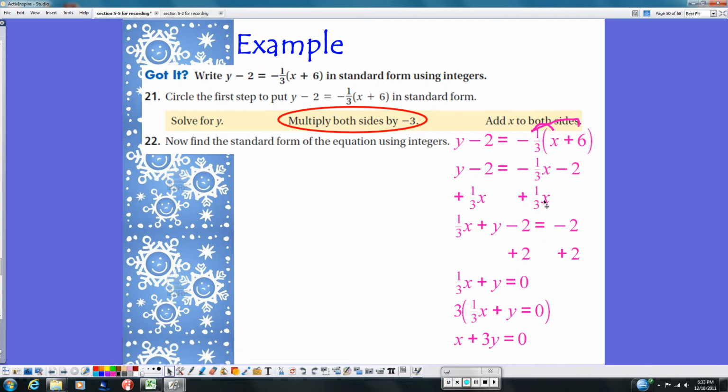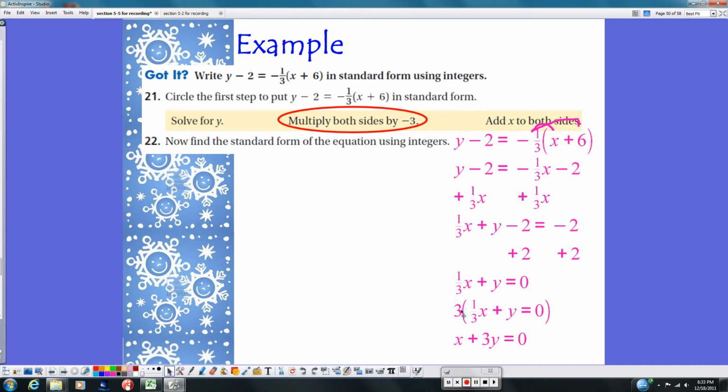I add 1/3 x to both sides, so now I have 1/3 x plus y minus 2 equals negative 2. So I'm almost to my standard form. I've got my x first, my y second. I've got to get rid of this number here, so I add 2 to both sides. Now I have 1/3 x plus y equals 0, which is almost in standard form, but remember our 3 rules. No fractions, no decimals, and a has to be positive. Well, I've got a fraction.